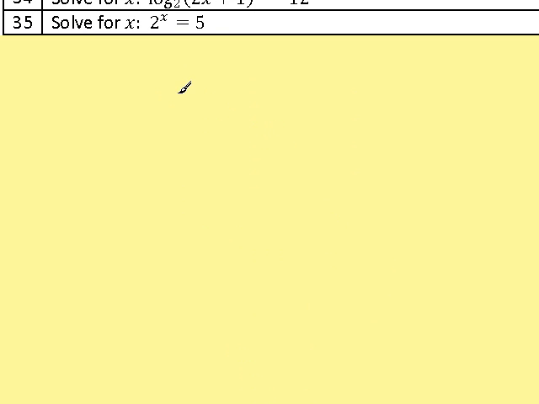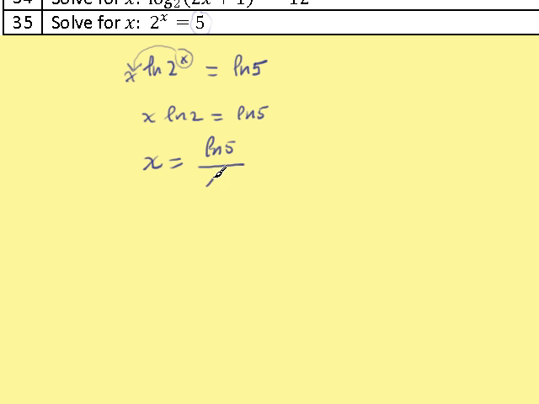In number 35, we want to solve for x. We can't write 5 in terms of base 2, so here we bring down the x by logging both sides. Now the reason why we did that is so that this x will come down in front. So we have x ln 2 is equal to ln 5, and then x is equal to ln 5 divided by ln 2. And I'm just going to leave it like this.